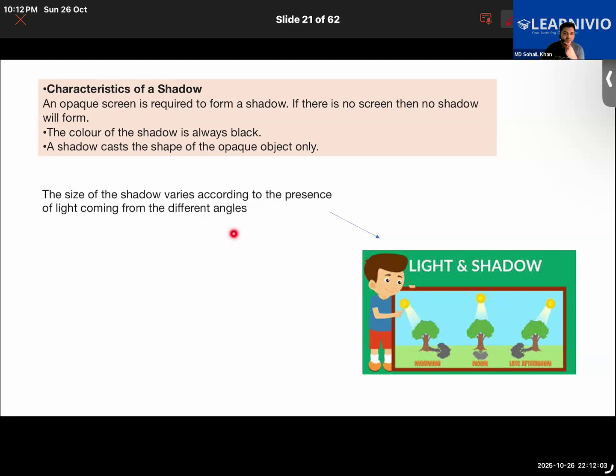The size of the shadow varies according to the angle of the light coming in. You know that during noon time your shadow is the smallest, while in the morning and in the evening the length of the shadow is longest. While taking a walk during the morning or evening hours, you would have noticed this, when the sun's rays fall on you from behind.